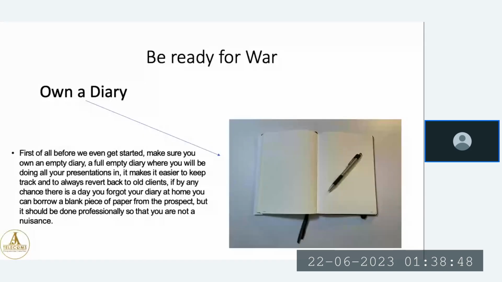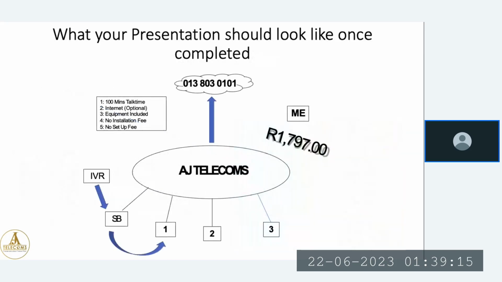Now, before you even start, you need to be ready for war. Number one, you need to own a diary. First of all, before we even get started, make sure you own an empty diary, a full empty diary where you'll be doing all your presentations. It makes it easier to keep track and to always revert back to your old clients. And if by any chance there is a day you forgot your diary at home, you can borrow a blank piece of paper from the prospect, but it should be done professionally so that you are not a nuisance to them as well.